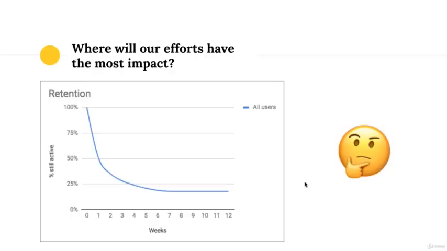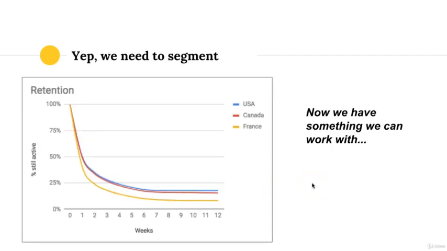We'll need to ask, where will our efforts have the most impact? And if we're looking at the retention curve for our entire business, it's probably going to be hard to tell what we should do. So, of course, we need to segment. If we segment by country in this example, now we have something we can work with. We see that US and Canada actually retain quite well, whereas France isn't retaining so well.